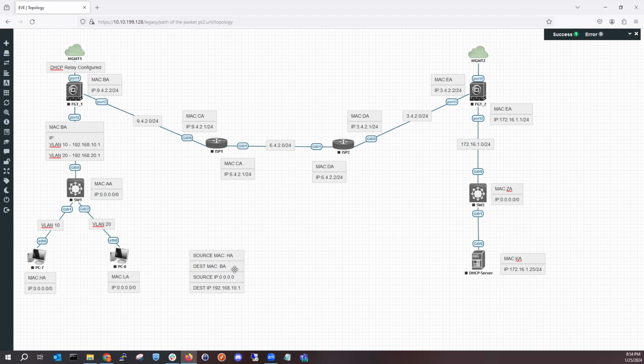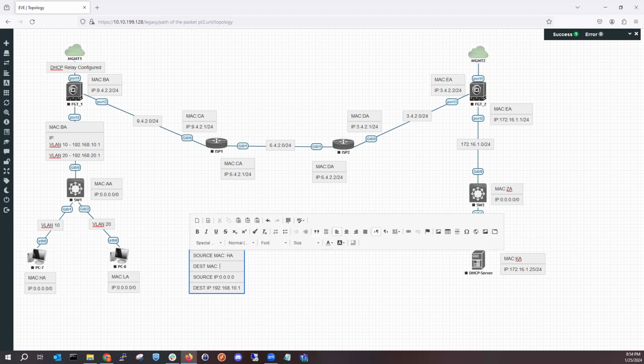So if it's doing a broadcast, what does a broadcast look like, right? It has a destination MAC address and a destination IP address. As a destination MAC address, it would be all Fs. There we go. Okay. What about from a layer 3 standpoint? What does a broadcast look like?